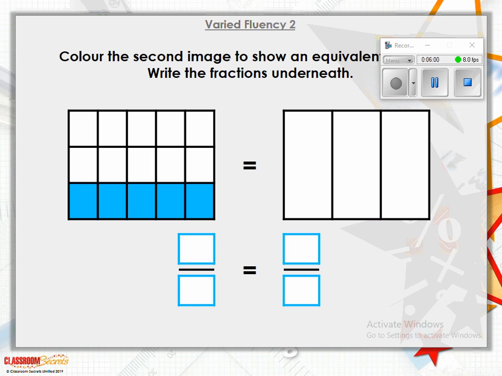Colour the second image to show an equivalent fraction. Write the fractions underneath. Now here, our denominator is 15 because we have 15 equal parts and we have 5 parts shaded. So 5/15 is shown here, and then here we can see that 5/15 is equal to 1/3. Using our divisor here, which is 5. 15 divided by 5 is 3. 5 divided by 5 is 1.